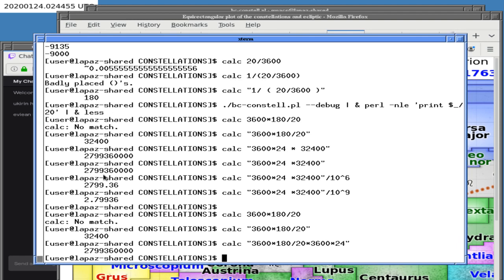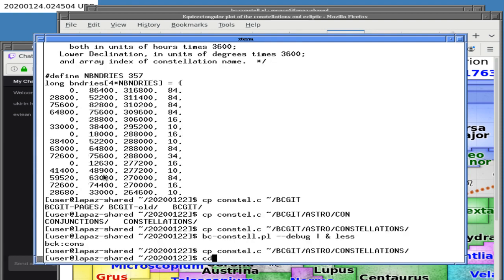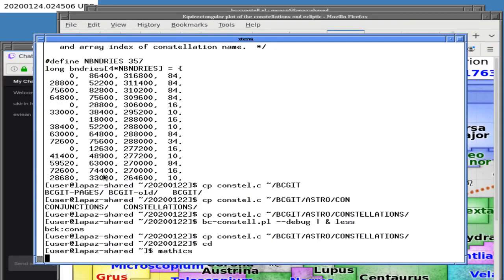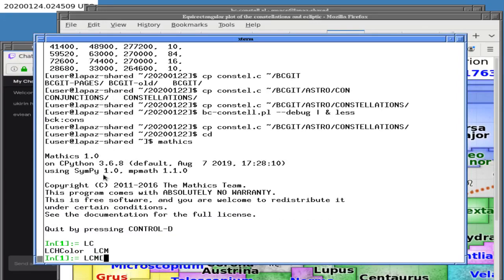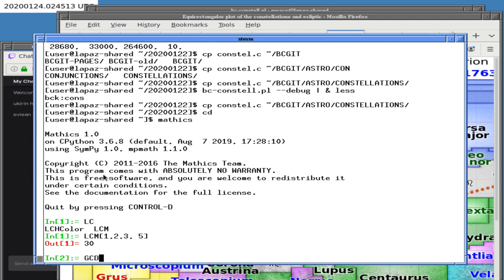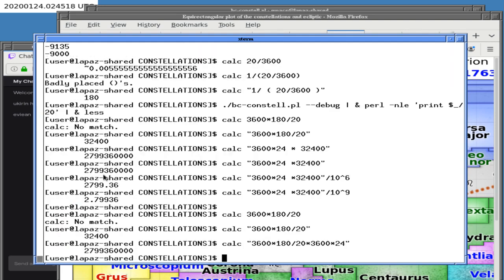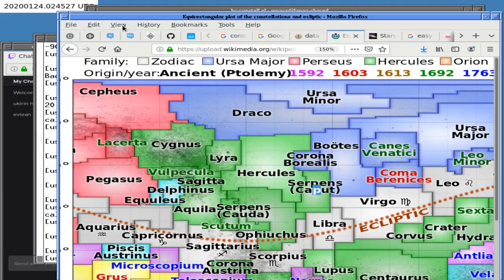Let me double check that, I guess. I'm going to put my faith in Mathix again. I don't know why. I don't know if Mathix can find an LCM, but let's see if it can. I, of course, meant to say a GCD. Okay, so what we're looking for is the GCD of the right ascensions, and then the GCD of the declinations. So let's go ahead and do that again.